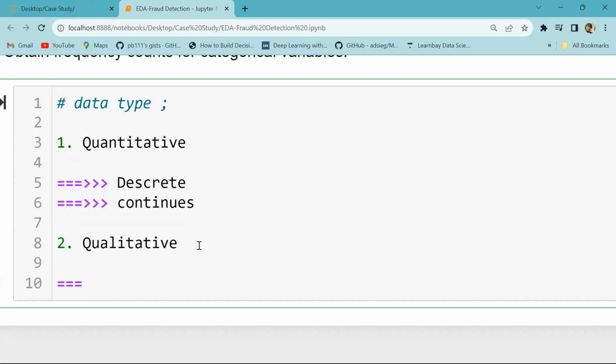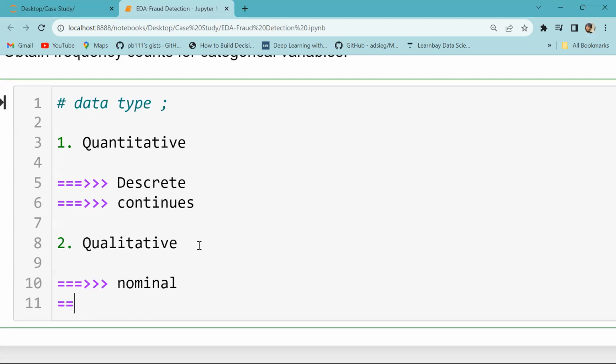Qualitative means the data is nominal or ordinal. Nominal means names, for example city names. Is there any order for city names? No, right? Names or colors, something that is an object, are qualitative, nominal data. And the second type of qualitative data is ordinal.